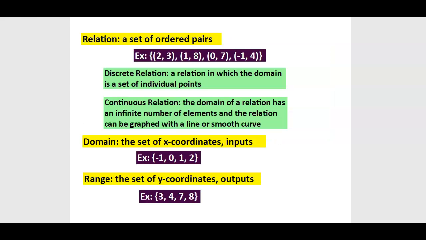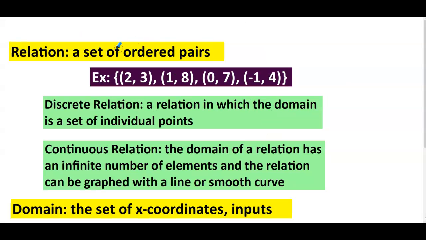Okay, we have some new vocab today. We have relations, domain, and range. A relation is a set of ordered pairs. Relations are given in set notation, so you have to have a bracket at the beginning and a bracket at the end. The ordered pairs are listed as x comma y's.